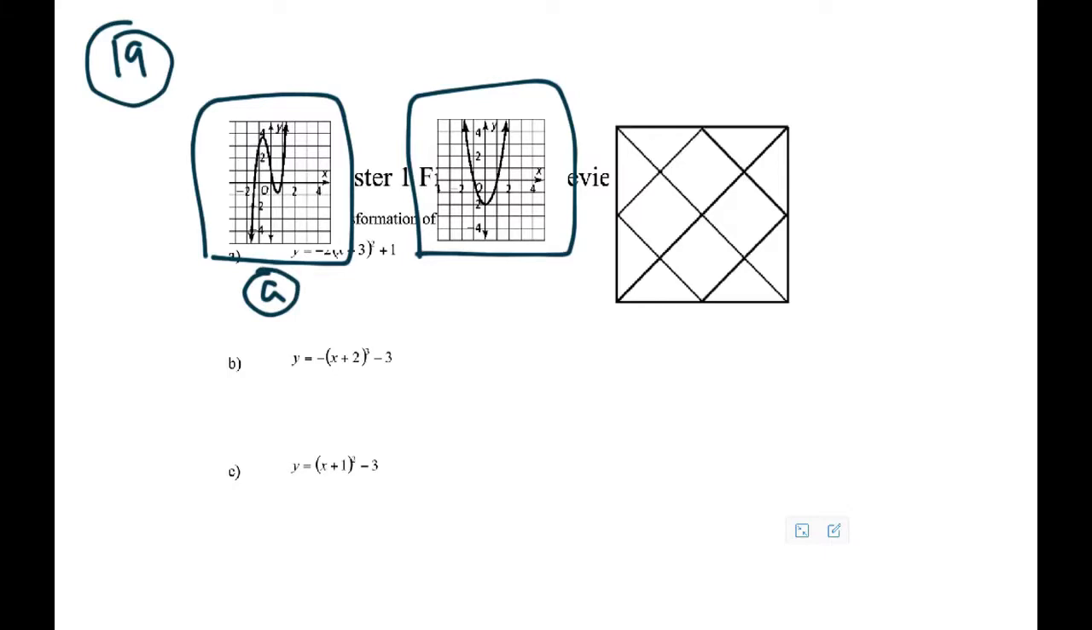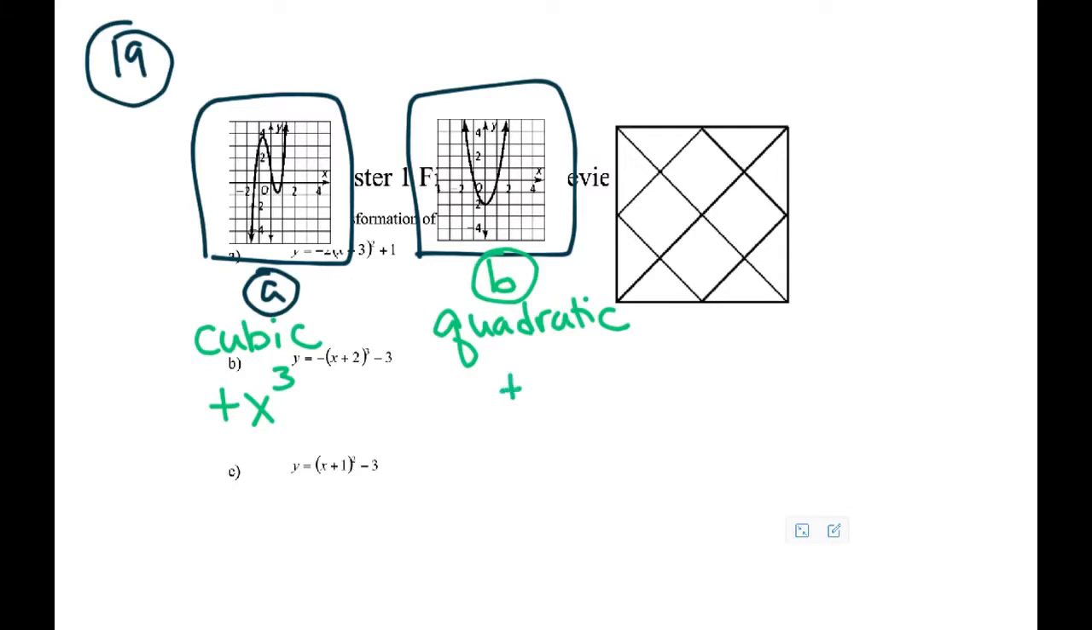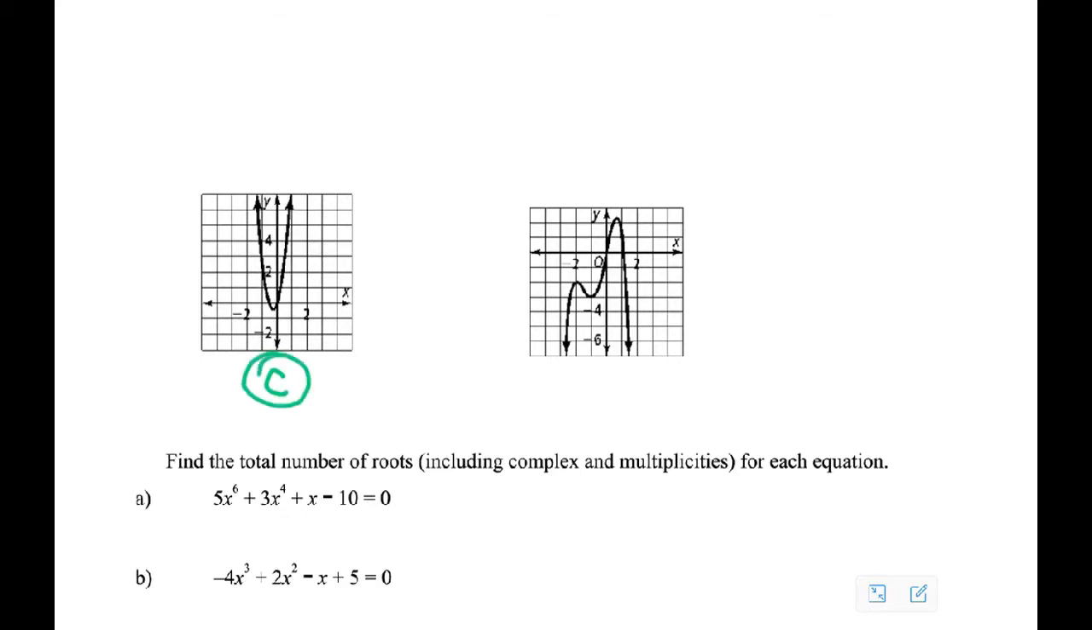So I'll call this graph A. Graph A looks cubic. So if it's cubic and it goes up from left to right, the first term would be x cubed. The second one, we'll call B, looks quadratic. If it's quadratic, it's degree 2, and since it opens up, we're going to say it's positive x squared. The next one, I'll call this one C, also looks quadratic, and it also opens up, so it's positive x squared. The last one we'll call D.